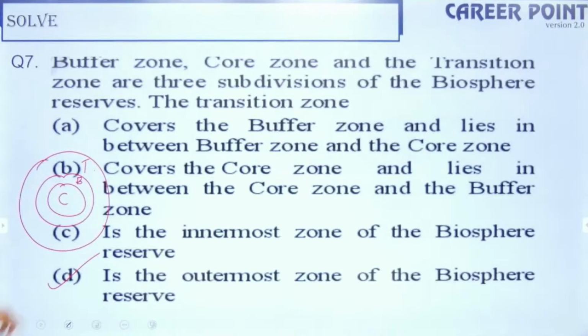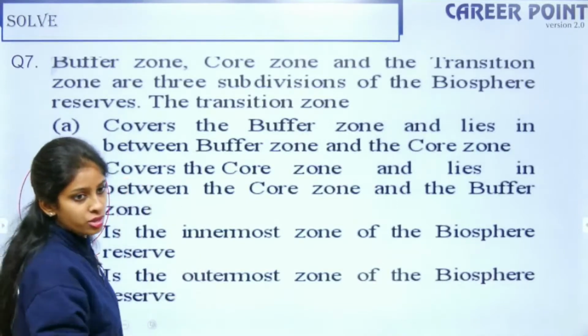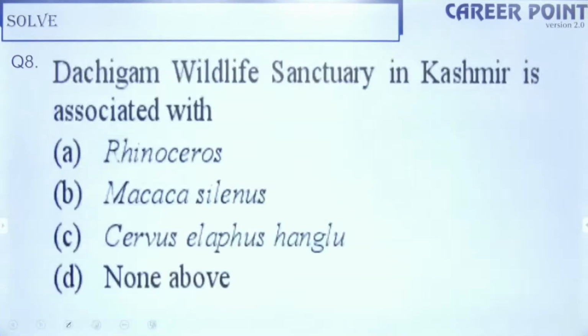Harsha, B, it covers the core zone and it lies between the core zone and the buffer zone. Is it in between? No, it is the outermost zone. It is not in between the core zone and the buffer zone. Okay? No, innermost zone is the core zone. Transition is the outermost. Okay, so please don't make a mistake.